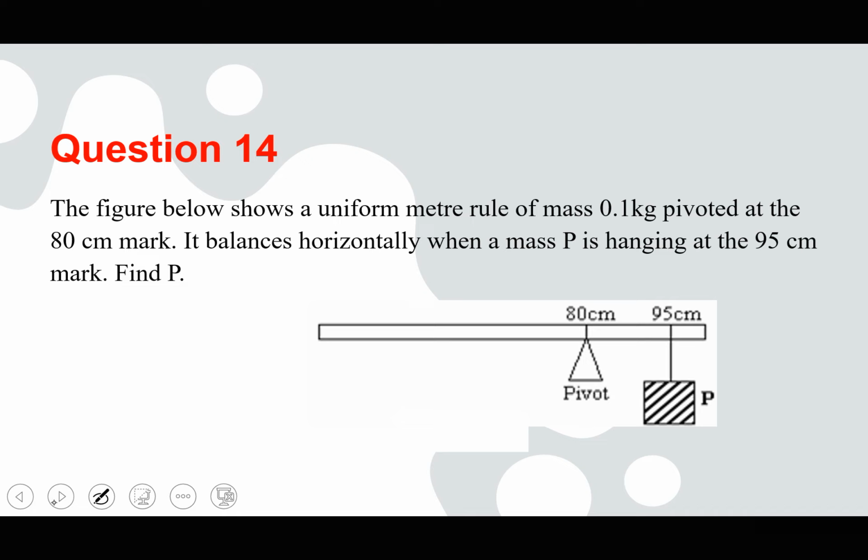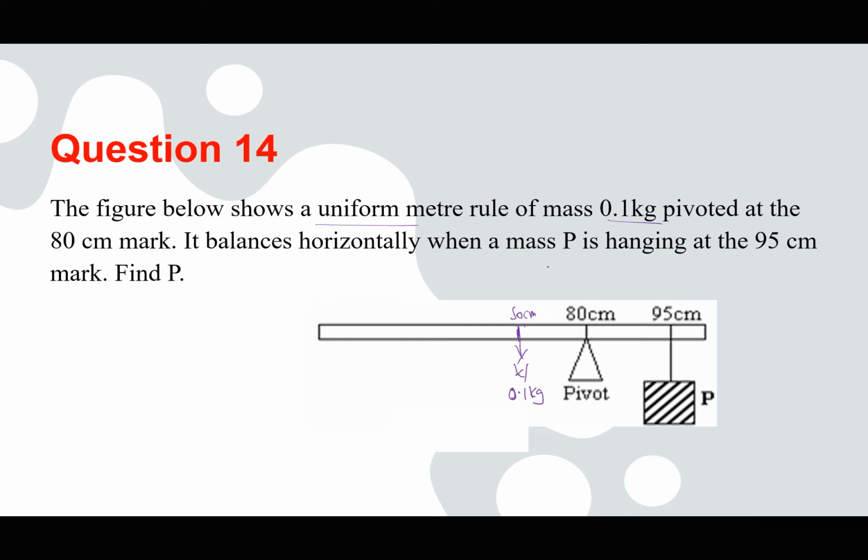The figure below shows a uniform meter rule of mass 0.1 kilograms. It is a uniform meter rule. That means its length is 100 centimeters. And because it's uniform, it means its weight acts at the midpoint. So we have to look for the midpoint, which is 50. That's where its weight acts. So let's say its weight acts here. The mass of the meter rule is 0.1 kilograms. So the weight acts here, the mass also acts here. So here I'll put 0.1 kilogram, even though it is mass, not force.